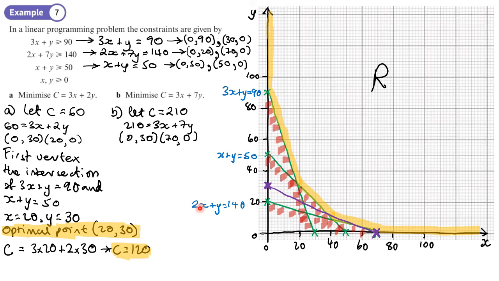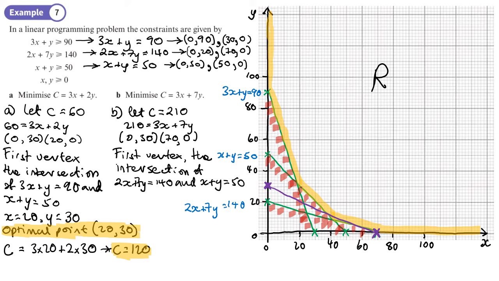So the intersection of the line 2x plus y equals 140 and the line x plus y equals 50. Okay, so I've just written that statement down. I've just realised that I'd labelled this incorrectly. I'd put 2x plus y, should be 2x plus 7y.